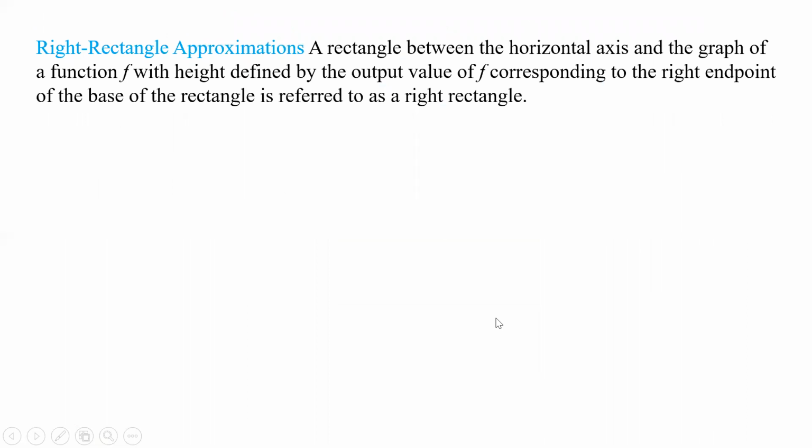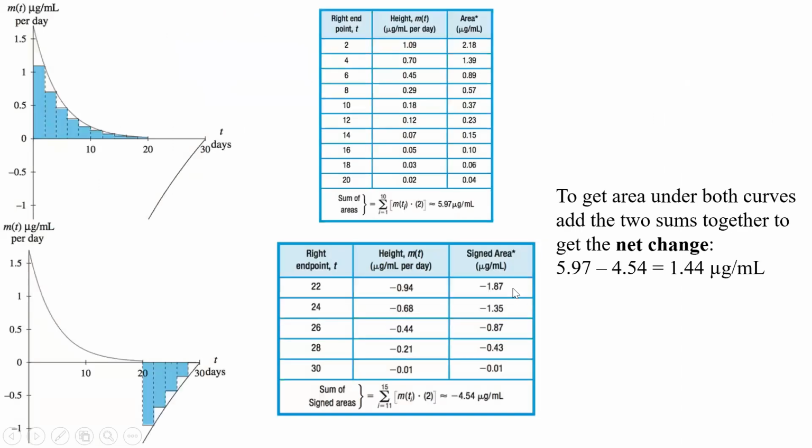Now we're going to do right rectangle approximations. This time the rectangle is between the horizontal axis and the graph of the function f, with the height defined by the output value of f corresponding to the right endpoint of the base touching that graph. Remember, last time we would have gone all the way up to this point and drawn our rectangle for the left, but now we're doing the right. So we're going up here and then drawing something to the left. This is the right endpoint, whereas the other one would be the left endpoint, starting here and going down.